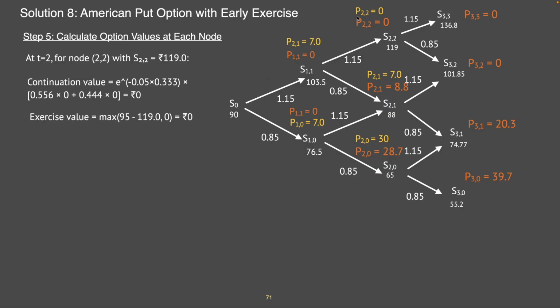Now, here we have to calculate the early exercise option also. What is the early exercise formula? It is max of 95 minus 119 comma 0. Since 95 minus 119 is a negative value, even if you want to exercise early using the American option, the value of the option will be worthless, because the stock price 119 is greater than the strike price of 95. So it is out of the money option.